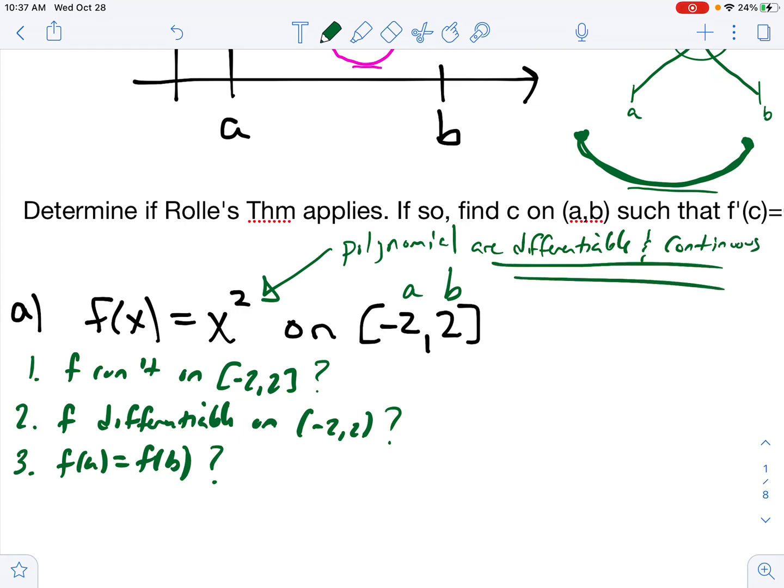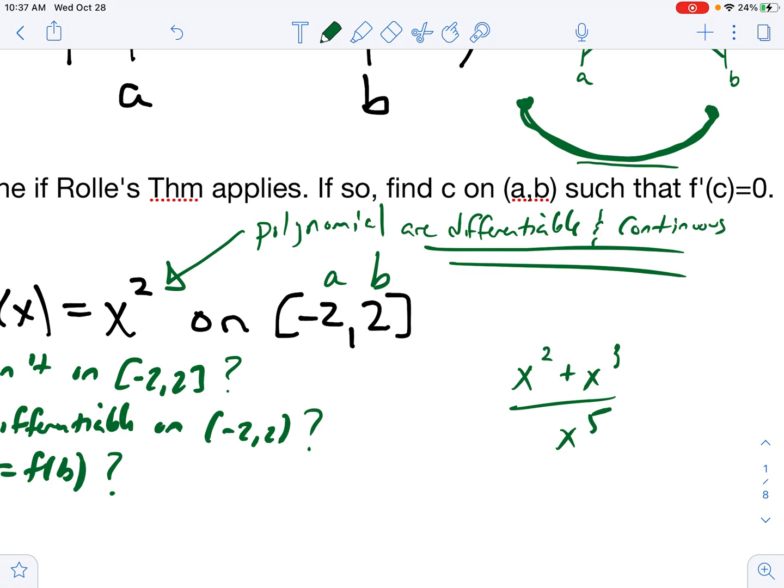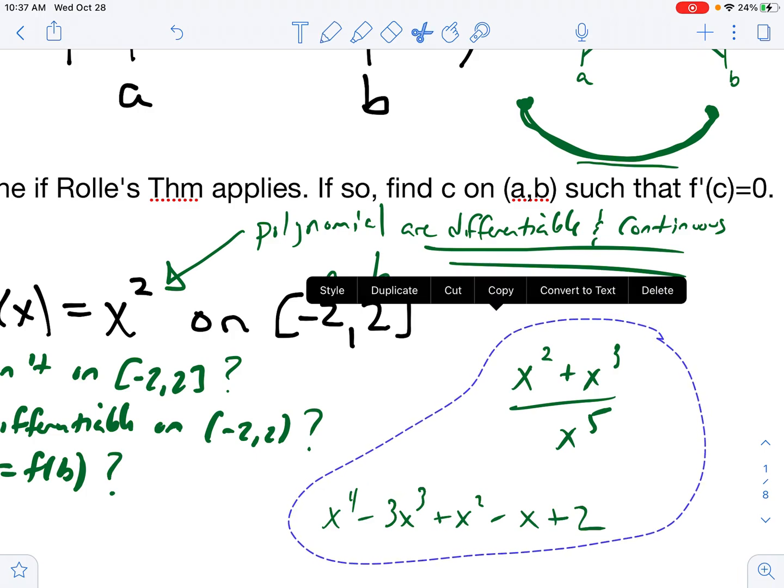Okay, all of them, all polynomials, as long as it's x raised to whole number powers. Okay, this not a polynomial. Not so much, because that's not whole number powers once you start dividing. So it's just like things that you studied last year, no fractions, nothing like that. x to the 4th minus 3x cubed plus x squared minus x plus 2, things of that nature. Those are polynomials. Just be able to recognize them.